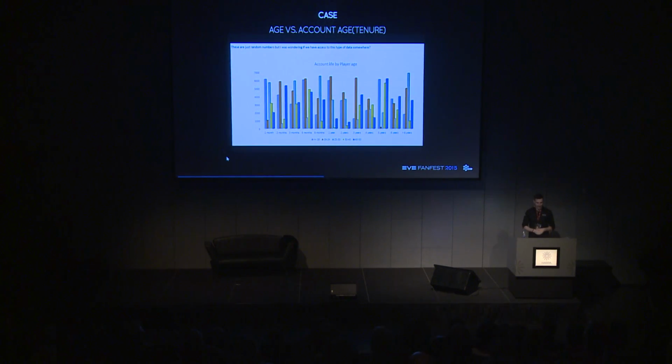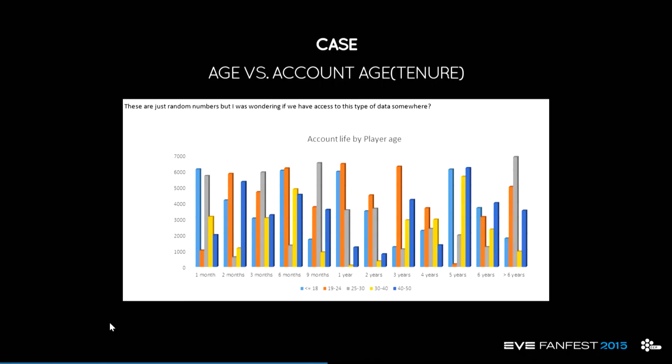Another case: I got this request from one CCPer. Fair request. Those are random numbers, but this is what he had in mind. He wanted to see the relation between the account age and the actual age of you as a player.